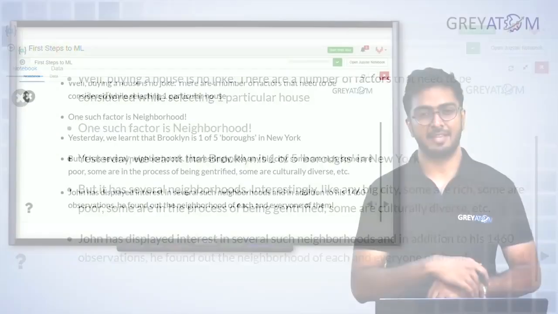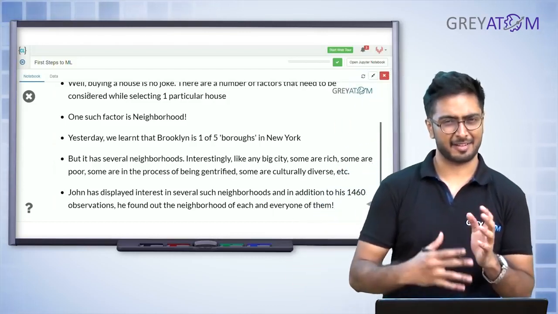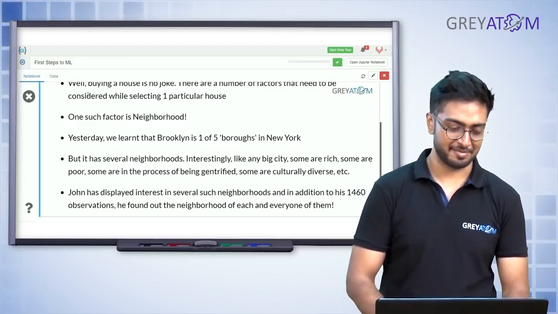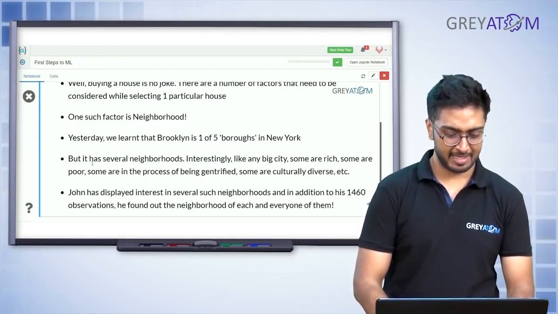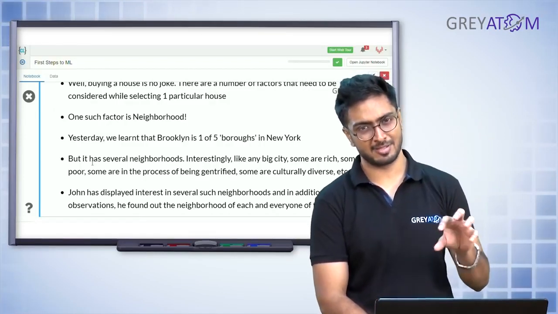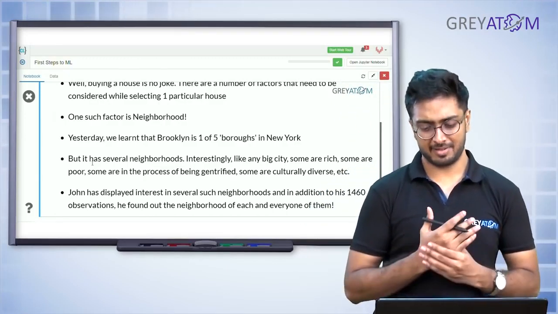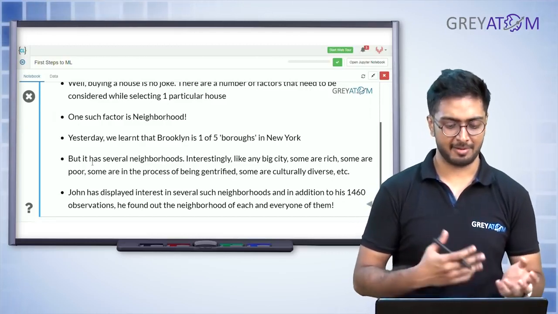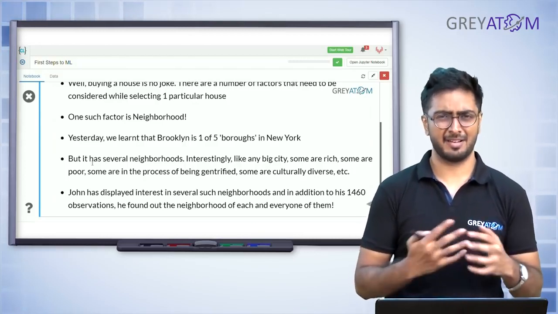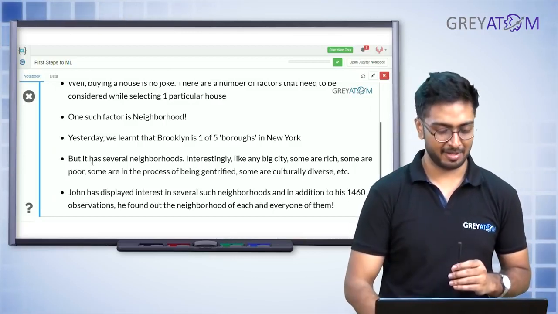Brooklyn is one of them, and then there is Manhattan. There are a couple of others, I forgot the names. Manhattan is the most expensive place in New York, and it has several neighborhoods. Neighborhoods are small sub-regions within boroughs. And interestingly, like in any big city, some are rich, some are poor, some are in the process of being gentrified, some are culturally diverse. So there are a lot of variations in the different neighborhoods, right? So that's the message from that particular point.